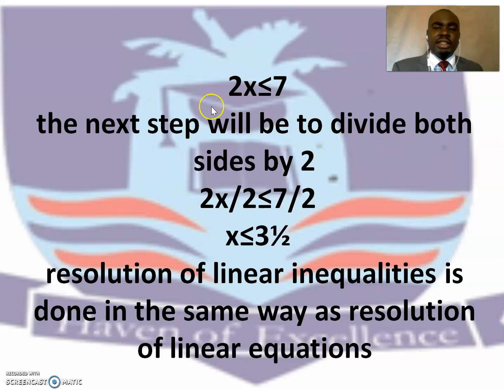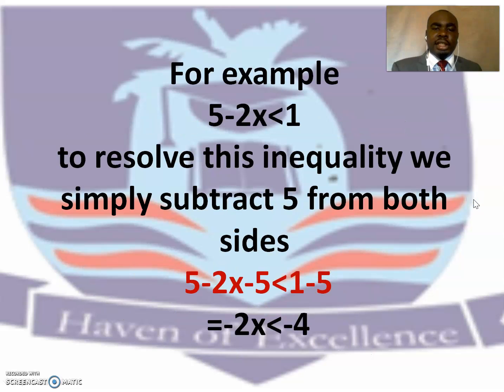To solve this, the next thing we do is divide both sides by 2. Since 2 is a positive number and it's not 0, this sign will also not change, and we can easily divide 2x by 2 to get x and divide 7 by 2 to get 3.5. And this is how we resolve inequalities. Let's look at another example.